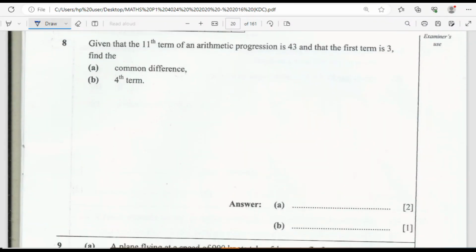So we move on to question 8. Given that the 11th term of an arithmetic progression is 43 and that the first term is 3, find the common difference. Okay, so we have the first term. So let's make a list of numbers. First term, second term, third term, fourth, fifth, sixth, seventh, 8th, 9th, 10th, 11th. So that's the picture.